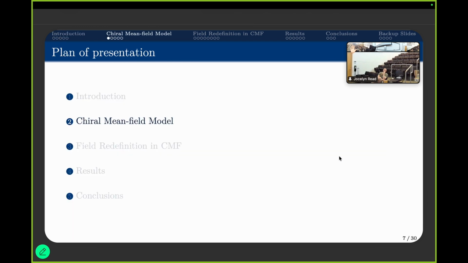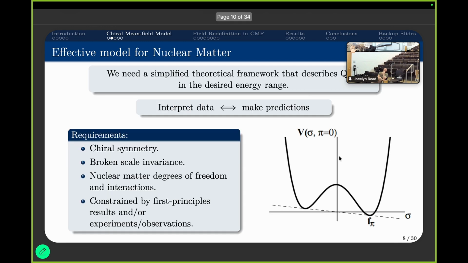So let us talk about one of the effective models, which is known as the chiral mean field model. This is an effective model to study nuclear matter. So we basically need a simplified theoretical framework that describes QCD in the desired energy range. So what we do is interpret data and make predictions, we go back and forth. So what are the requirements for an effective model?